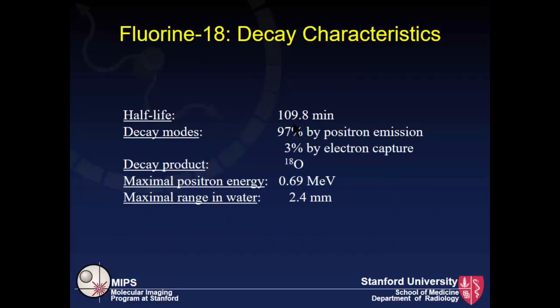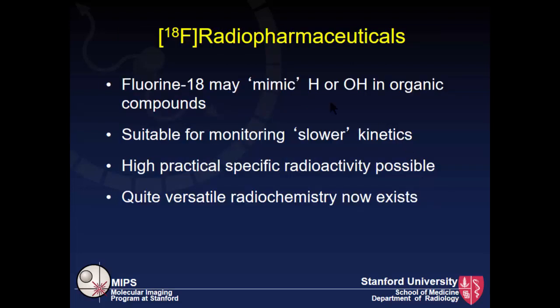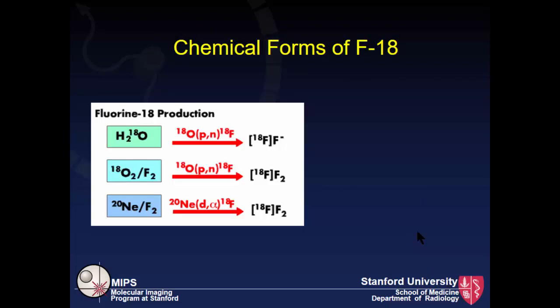Fluorine 18 has a half-life of close to 110 minutes. And again, fluorine 18 is used because it mimics hydrogen, being of similar size, and also a hydroxyl group in organic compounds. Because of the longer half-life, this is amenable to slower kinetic biology. And things that have fast kinetics can actually use carbon-11 in that case because of the shorter half-life.